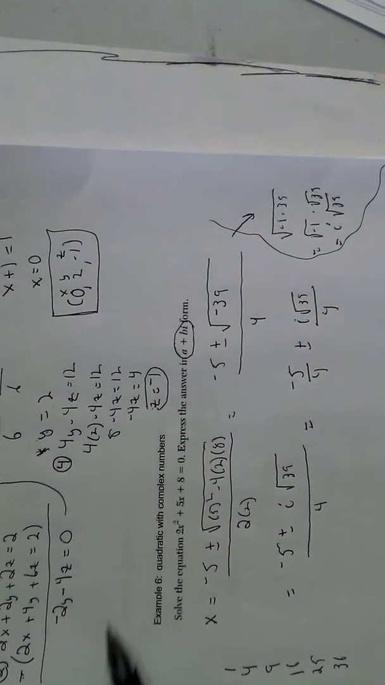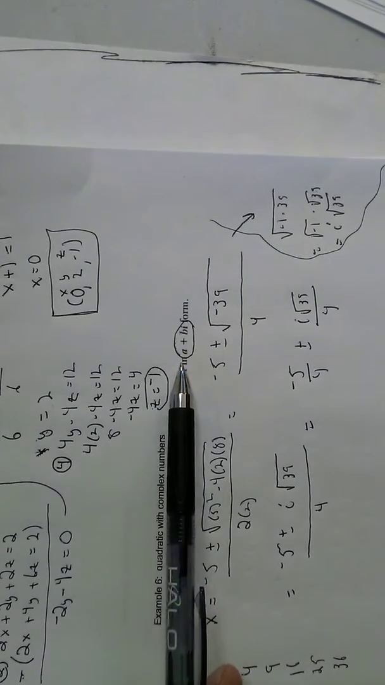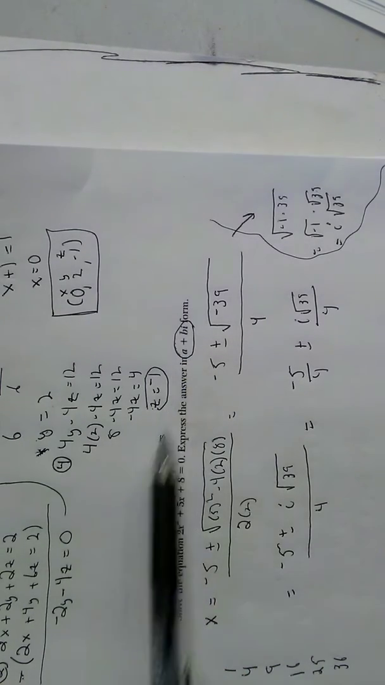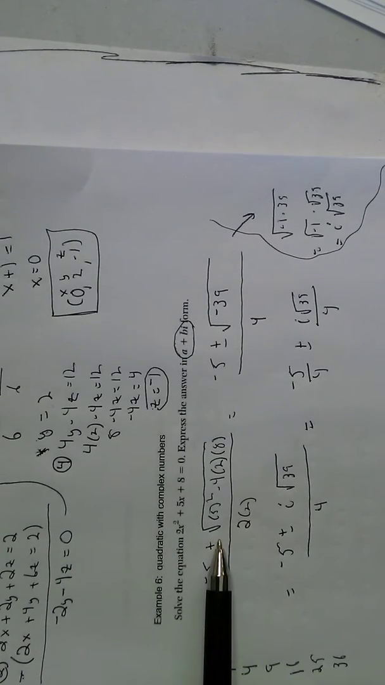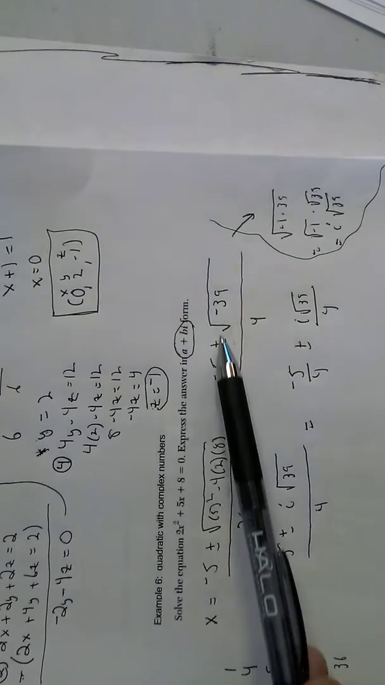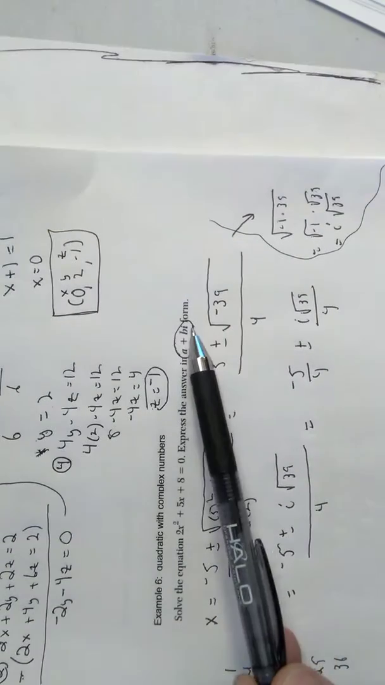Example 6 is a quadratic equation, but the instructions say express your answer in a plus bi form, so you know you're going to get a complex number, an imaginary number for your solution. So don't even try to factor. Plug it in the quadratic formula, simplify, and there's the negative number under the radical. That's a good sign because you're looking for that right there.